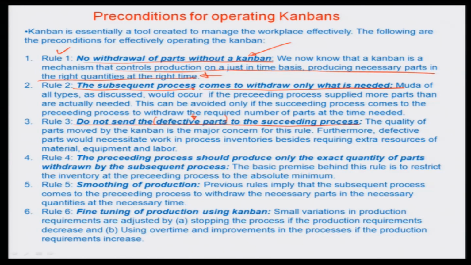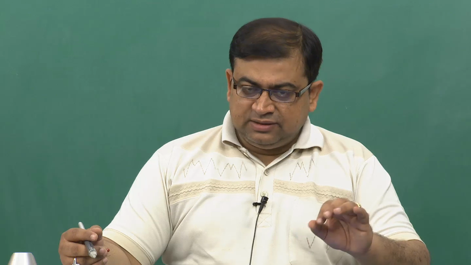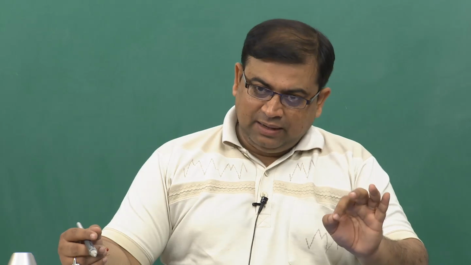Rule 4 is that the preceding process should produce only exact quantity of the parts withdrawn by the subsequent process, which obviously means that without a production Kanban going into the preceding producing process, or production process, it should not get started on its own, and it should not overproduce. So in order to maintain the balance, it should already read the card, the Kanban card, coming from the stacking area, and be able to deliver whatever has been given.